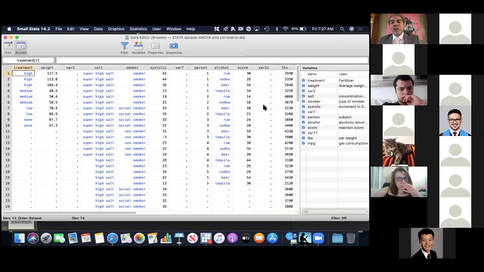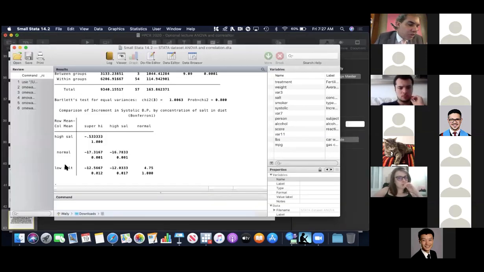Okay? So there are commands to change your table from wide to long. Okay, but here it is long. Here it is in the long format just to make things easier. Okay, so let's see. Okay, let's do our repeated measures.